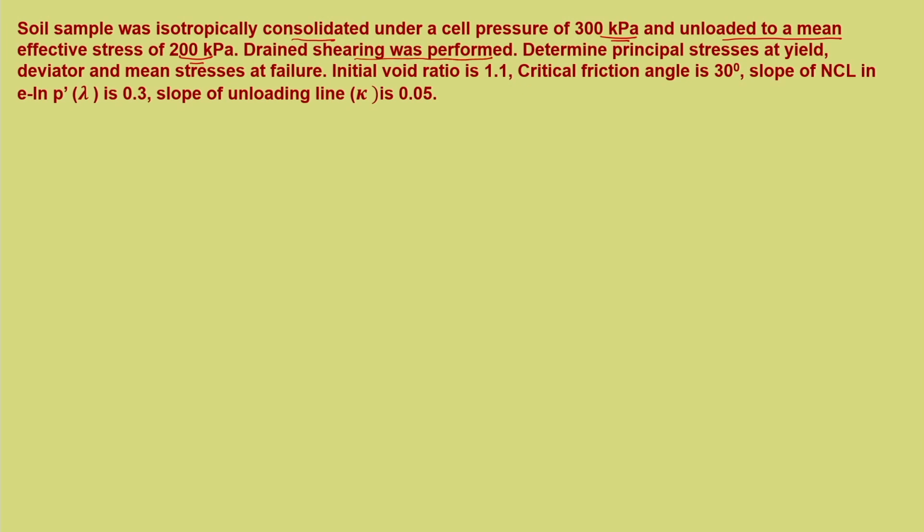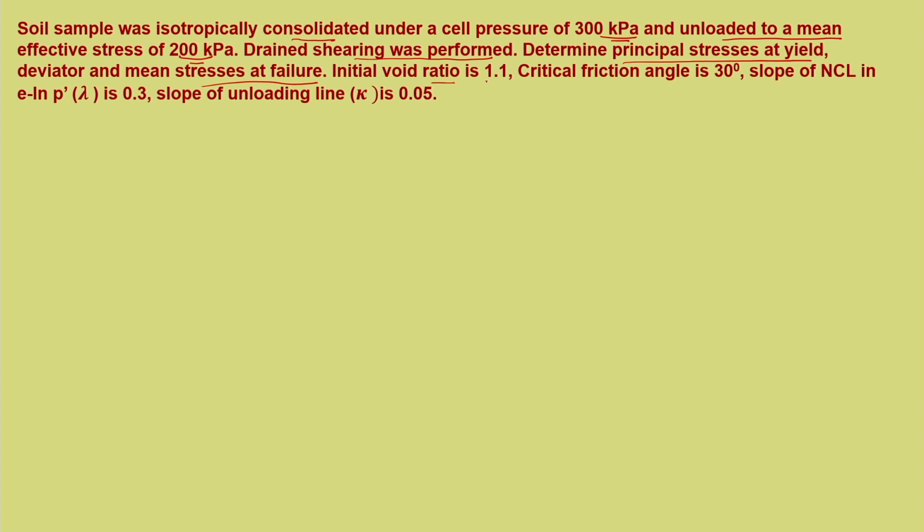Drained shearing was performed, so volume change is going to take place. Determine principal stresses at yield. So, we need to understand what is yield, at what point it will yield, and we need to find out what are the principal stresses. It is not Q and P dash. It is principal stresses at yield. Now, for finding out principal stresses at yield, we need to determine what is the Q and P dash value at yield. Deviator and mean stresses at failure, that is QF and P dash F.